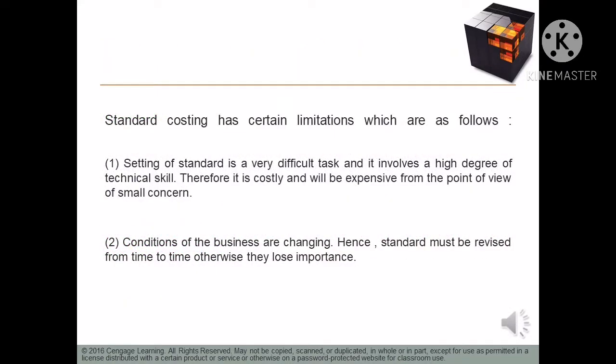Last but not least, standard product costing has a few limitations. First, standard product costing is costly and expensive. Why? Because the task of setting the standard is very difficult and it involves a high degree of technical skill. Second, because the conditions of the business are changing, standards must be revised from time to time, otherwise they lose importance.